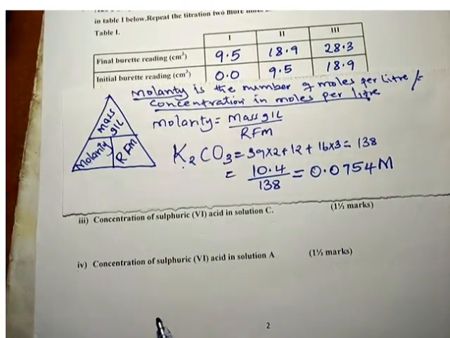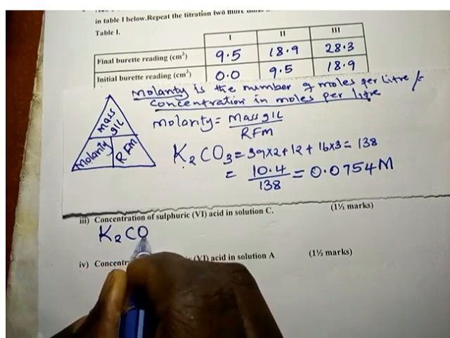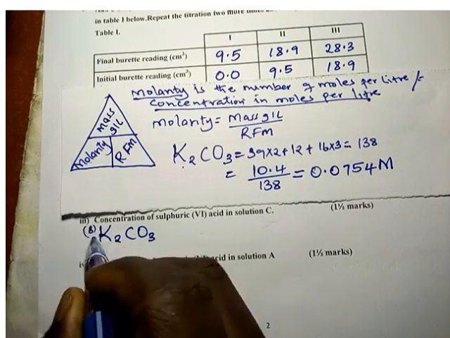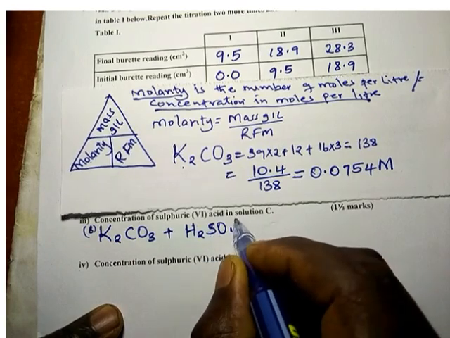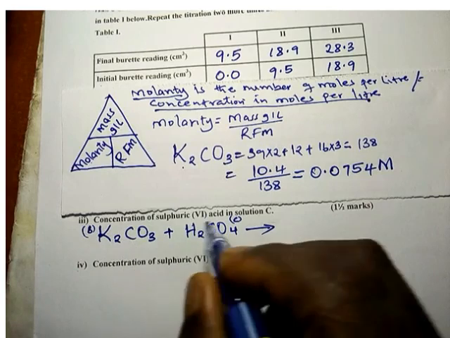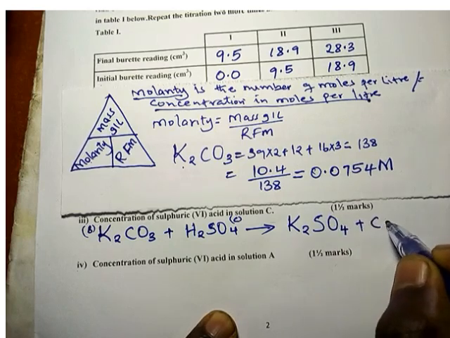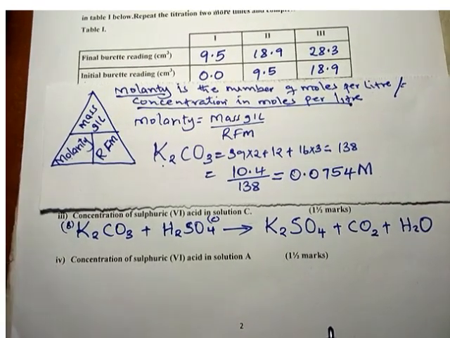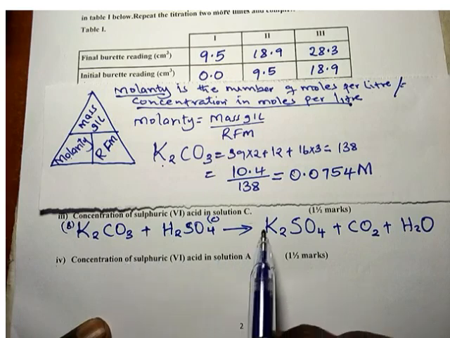So that is where we start. First, write the equation of the reaction that took place. The reaction was between potassium carbonate, solution B, reacting with sulfuric acid, solution C, very important to note. This will form potassium sulfate plus carbon dioxide plus water. We don't care about writing the state symbols. First, what we want is to write an equation that is balanced, because there is a relationship between the reactants and products, so we need to check, is the equation balanced?